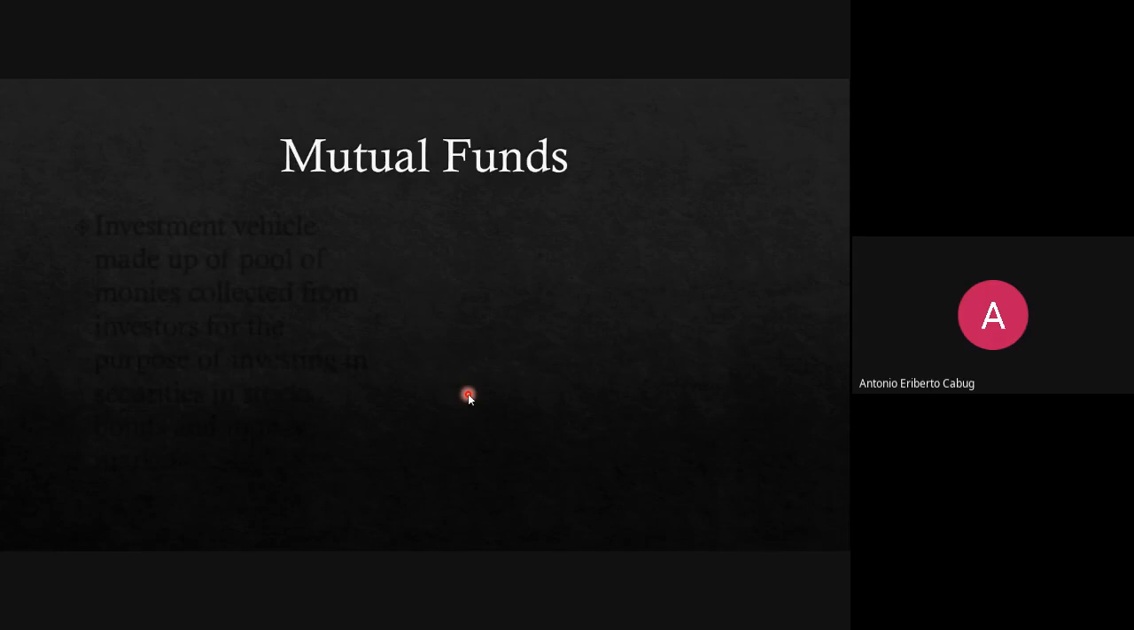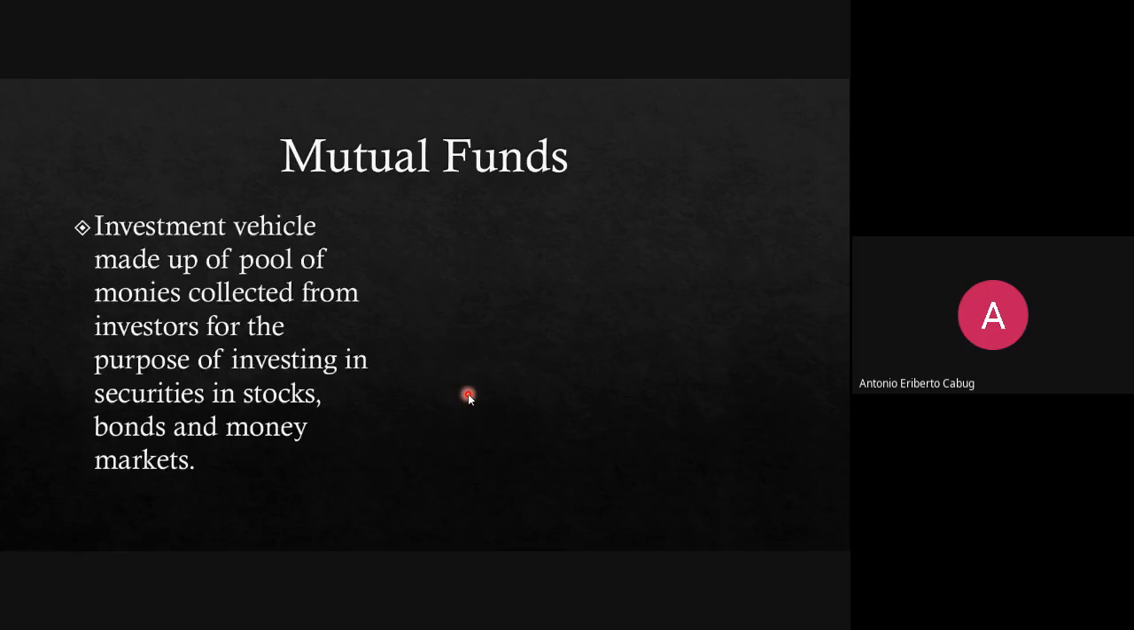Mutual funds. When we talk about mutual funds, this is an investment vehicle made up of a pool of monies collected from investors for the purpose of investing in securities, in stocks, bonds, and money markets.